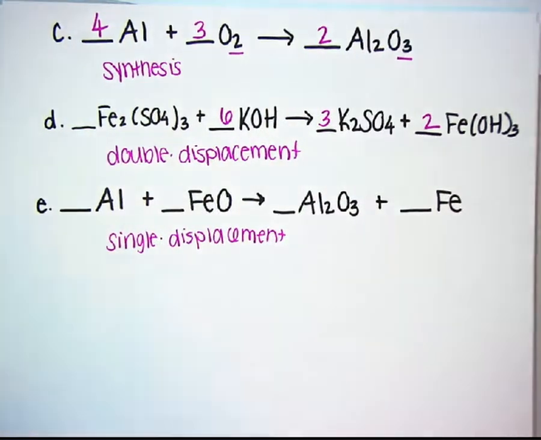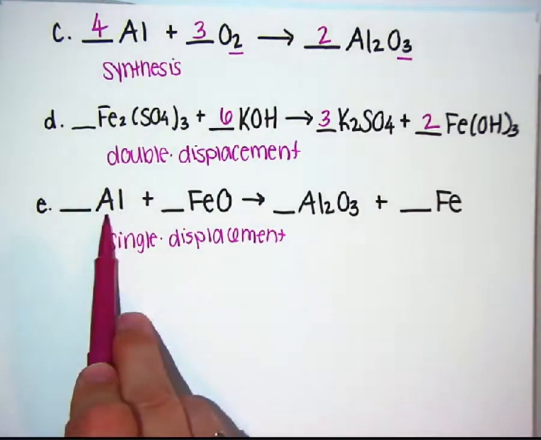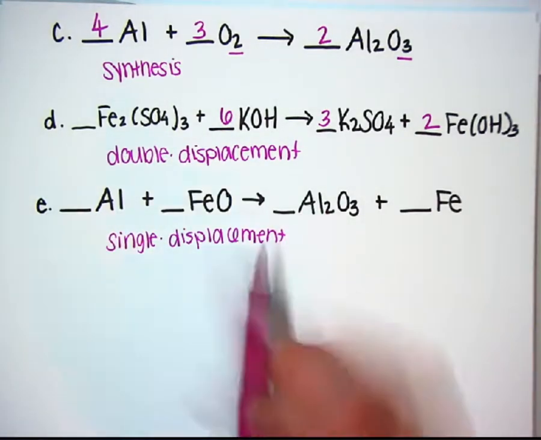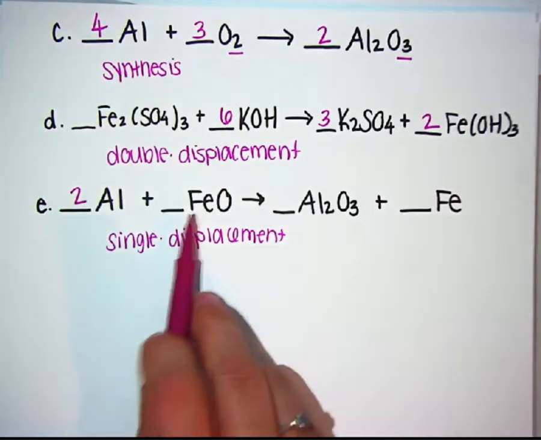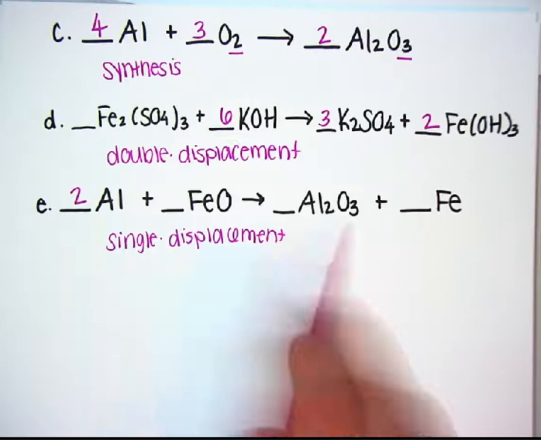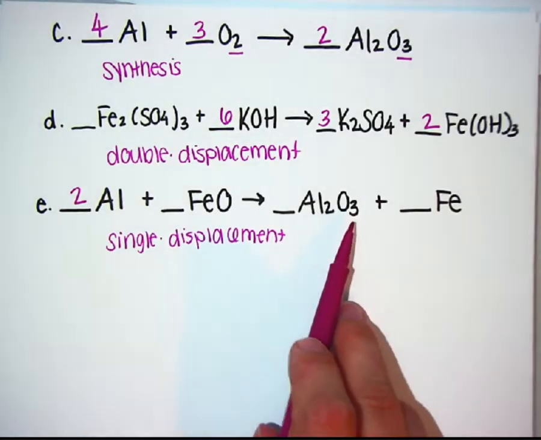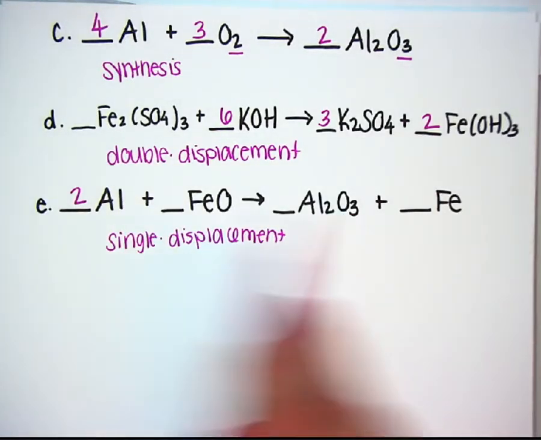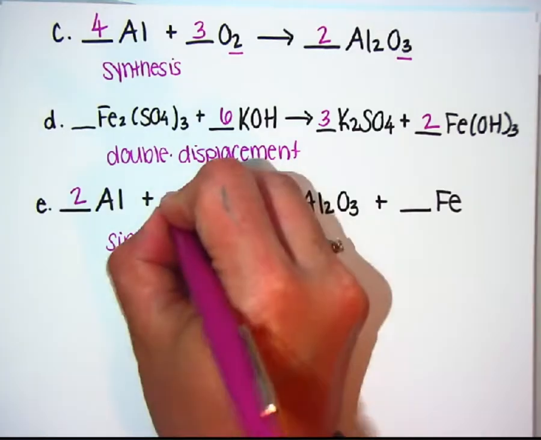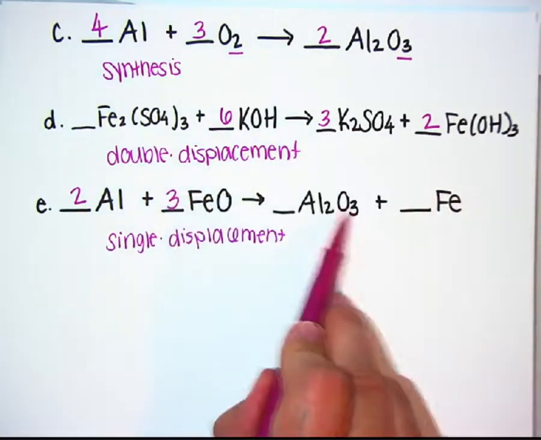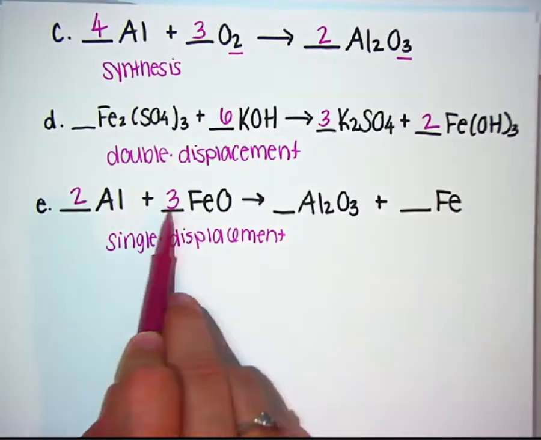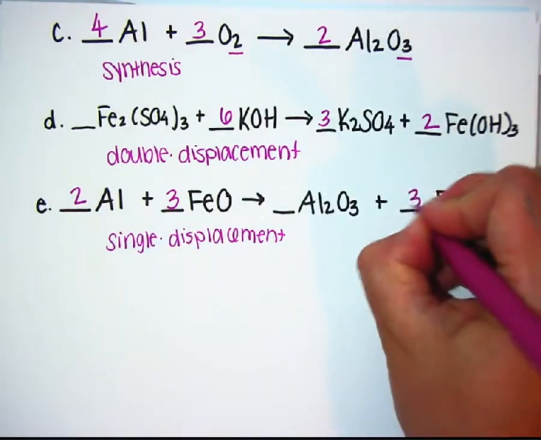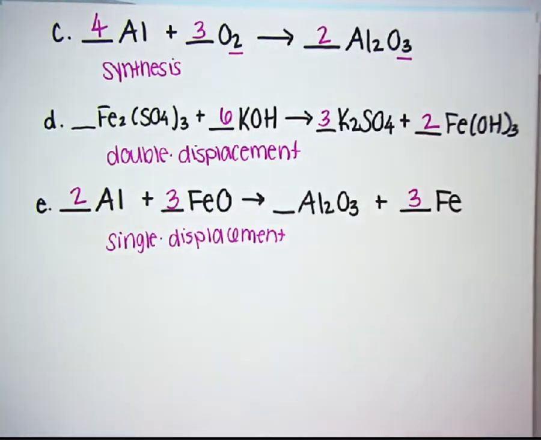Now let's work on balancing it. 1 aluminum on the left, 2 aluminums on the right. Iron already looks balanced, but let's look at those oxygens. 3 oxygens on the right, only 1 over here, so I can add a coefficient of 3. 3 oxygens, 3 oxygens. Well, now that changed how many irons I have. So now I have 3 irons on the left. I would need a 3 on the right.